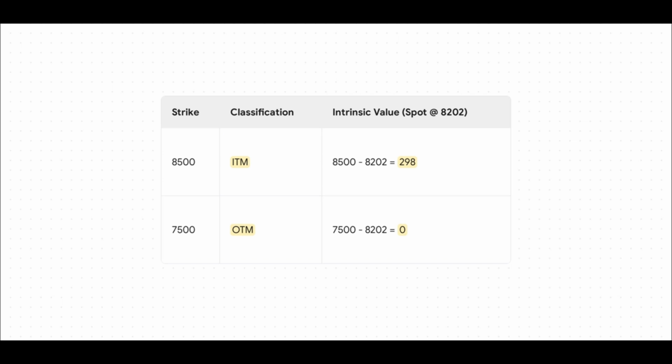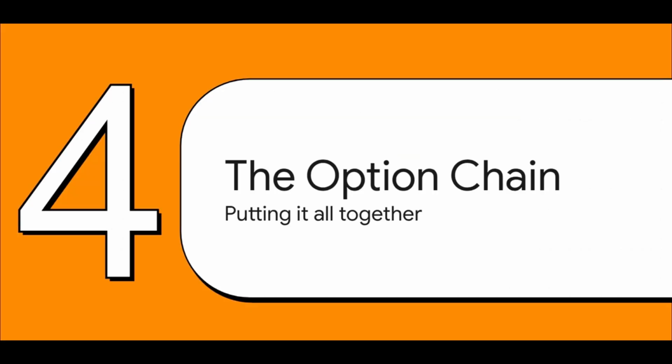Now, let's look at a 7,500 strike put. The math is 7,500 minus 82.02. That's a negative number. So what's the intrinsic value? 0. And that means it's out of the money. Simple as that.